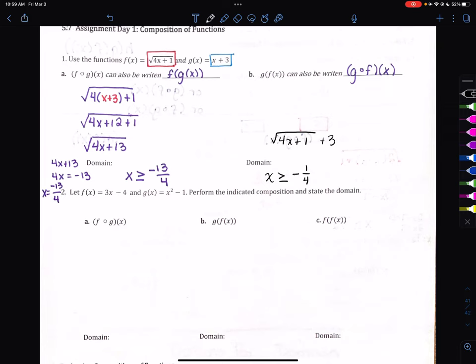Well, I took the g of x equation, which was x plus 3, or parentheses plus 3, and on the inside we put the f of x equation, which is radical 4x plus 1, all under the radical. Now, the parentheses have no use for us on this one, so we've got radical 4x plus 1, and then plus 3 on the outside. To find the domain, I take the radicand and set it greater than or equal to 0.